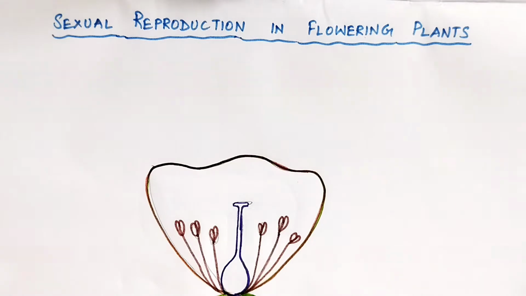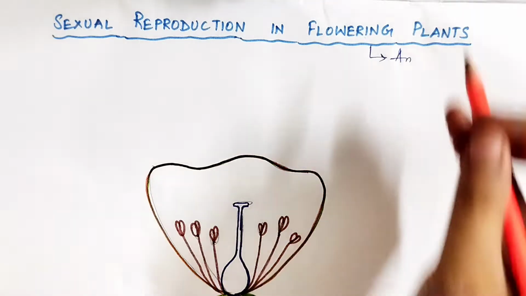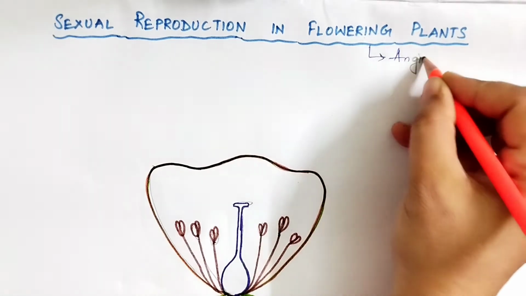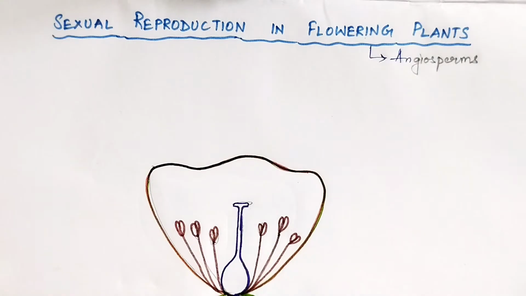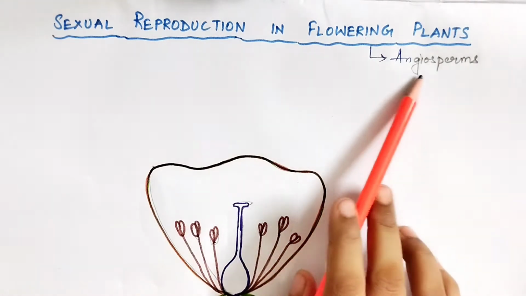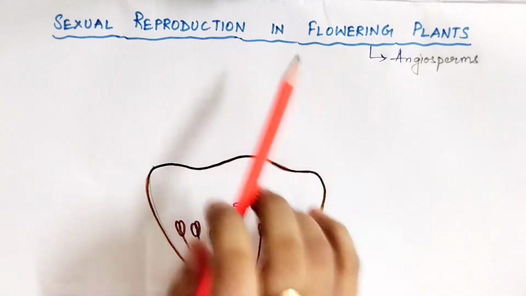Hello everyone. In today's class, we'll study sexual reproduction in flowering plants. Flowering plants means angiosperms, right? Angiosperms are the most advanced category of the plant kingdom. Now, what is a flower?